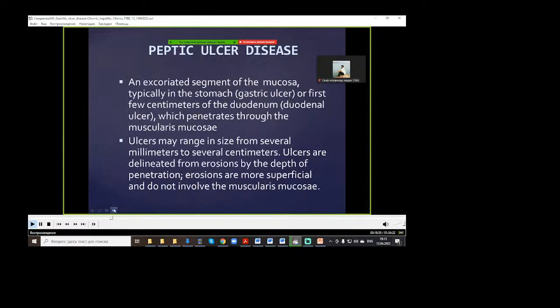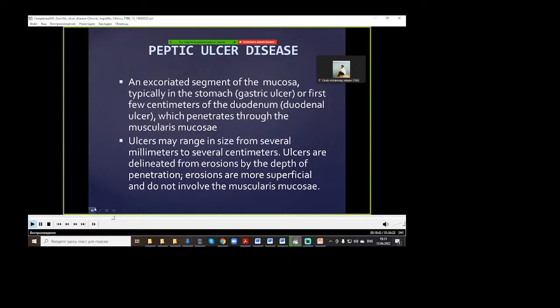Next, we will talk about peptic ulcer disease. Peptic ulcer is an excoriated segment of the mucosa, typically in the stomach, gastric ulcer, or first few centimeters of the duodenum, duodenal ulcer, which penetrates through the muscularis mucosa.